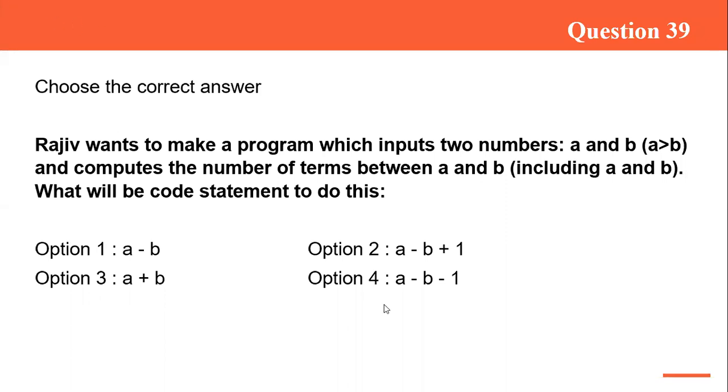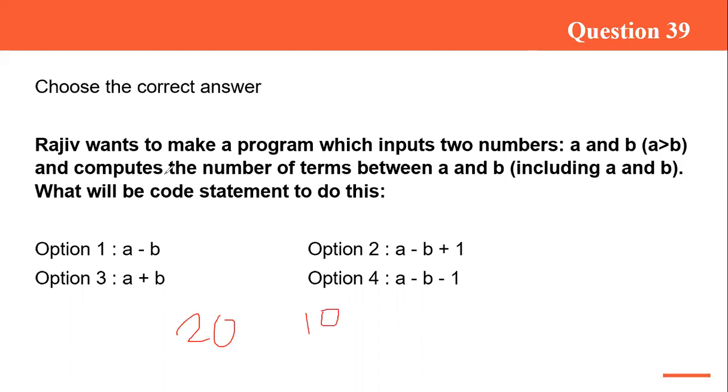Okay, everyone got option 2, a minus b plus 1. Is it so? Okay. So what they are asking: Raji wants to make a program, inputs two numbers a and b, where a is greater than b. So that means a is always a bigger number, b is always a smaller number. For example, I'll consider 20 and 10. Can I consider 20 and 10? Yes, I hope, right?